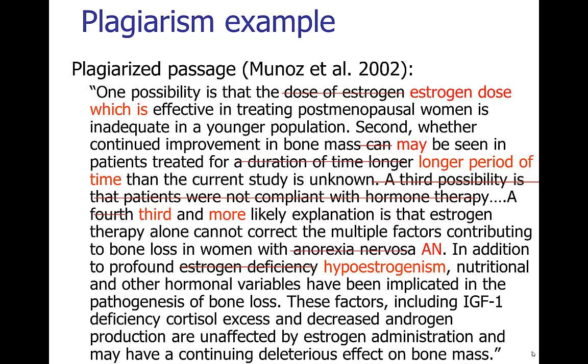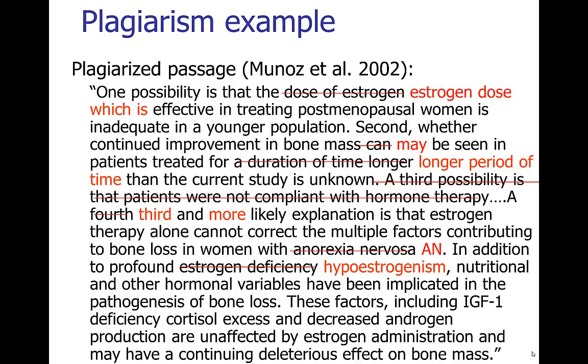They changed a "can" to a "may." They changed "a duration of time longer" to "a longer period of time." The funny thing is they crossed out the third explanation, and they only made 3 explanations. So they changed the fourth to a third and "more likely." So they thought, well, we'll get rid of one of the explanations. And again, certainly this is a clear case of plagiarism, and it's not sufficient in any way that they haven't put it in their own words at all. It's all the original author's ideas.